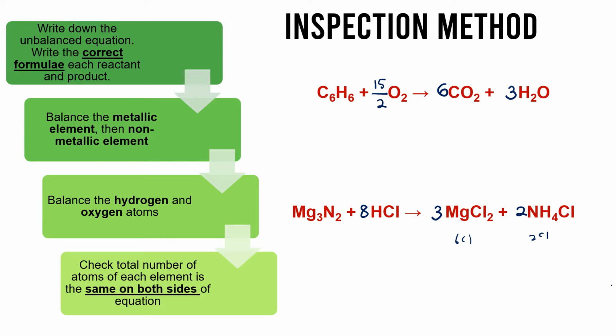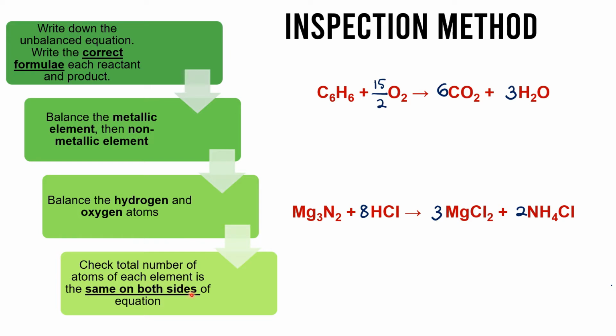Okay? Alright, so the next step is to balance the hydrogen and oxygen. We don't have any oxygen atoms, but we have hydrogen here. Our hydrogen is 8 on the left, and on the right it is 2 times 4, so it is already 8. So now you have balanced the hydrogen atoms as well.